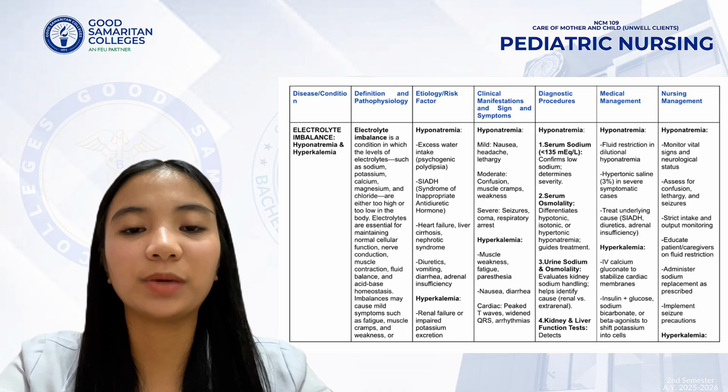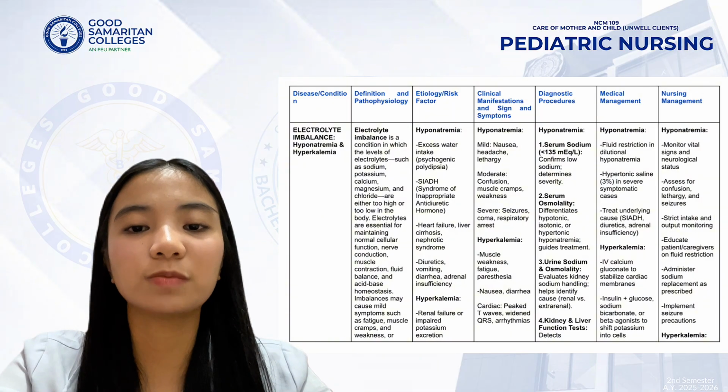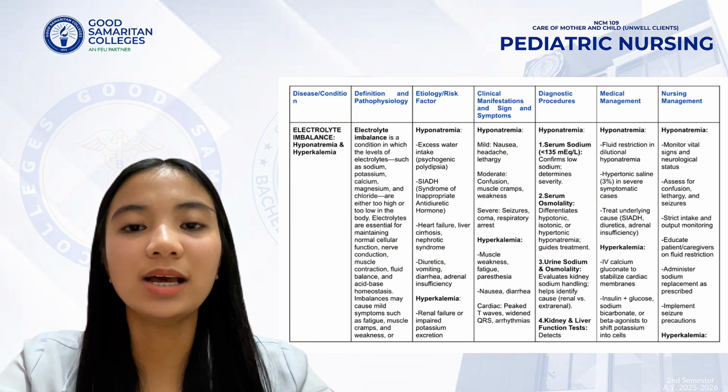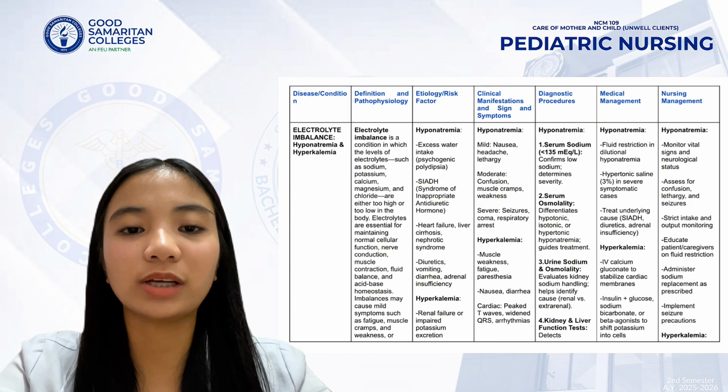Serum sodium measurement is the primary test used to confirm hyponatremia, with values less than 135 milliequivalent per liter indicating a low sodium level. This also helps determine the severity of the condition. Serum osmolality is assessed to evaluate the concentration of solutes in the blood and to classify the type of hyponatremia, which is essential in guiding appropriate management.